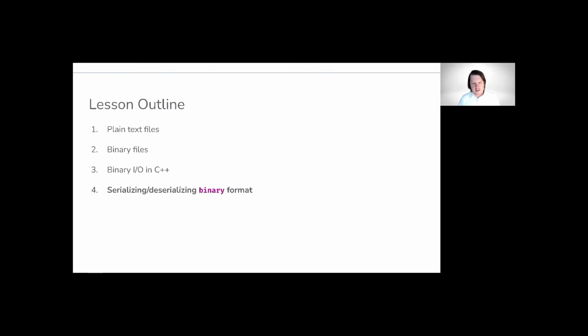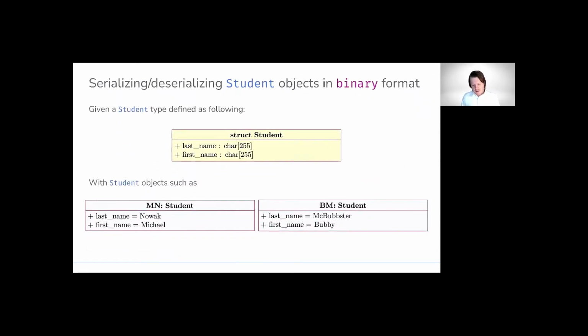Howdy and welcome back. So we're going to continue today's lesson with a brief example on serializing and deserializing in the binary format. The objects that we're going to be working with today are going to be of type student, which are simply going to be a type that contains two character arrays to store a first and last name of some sort of student.